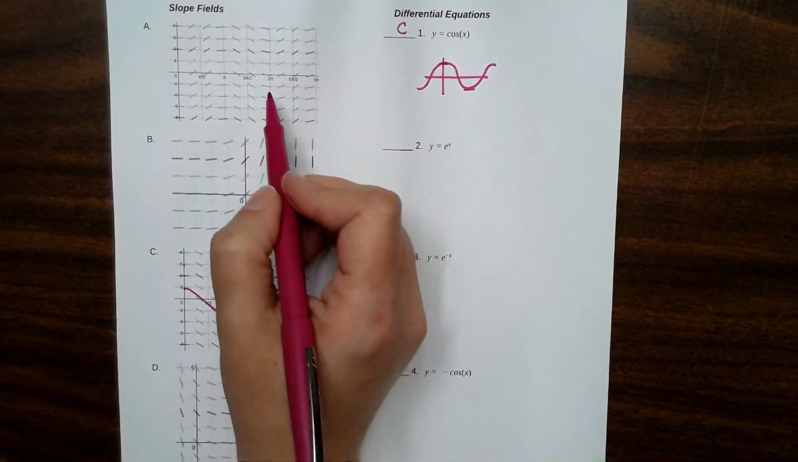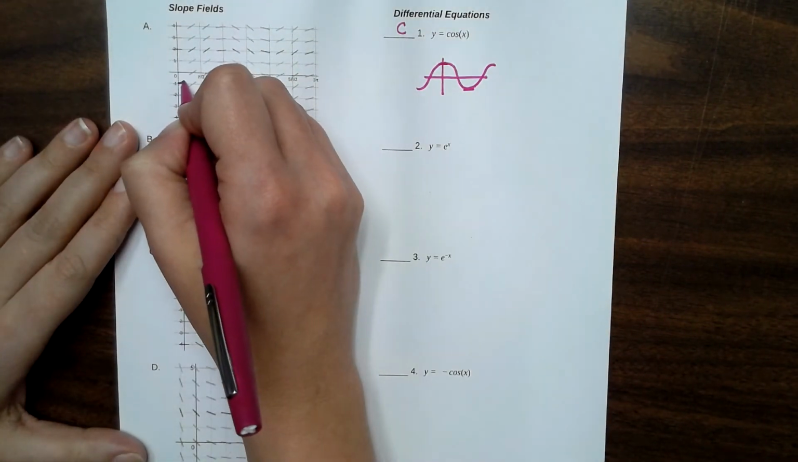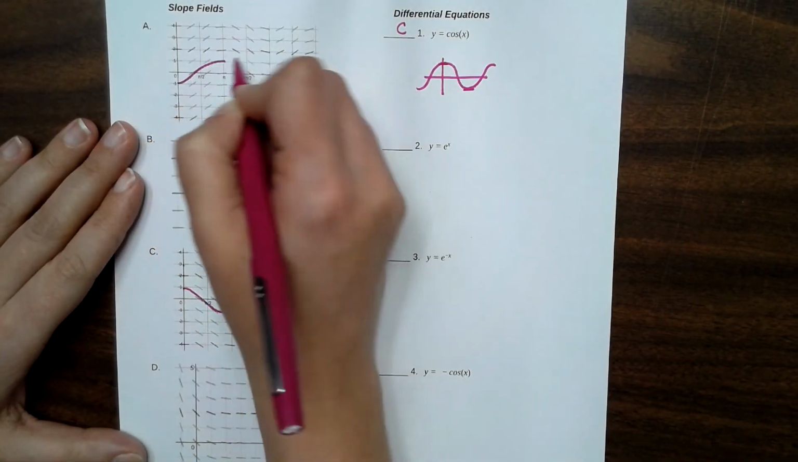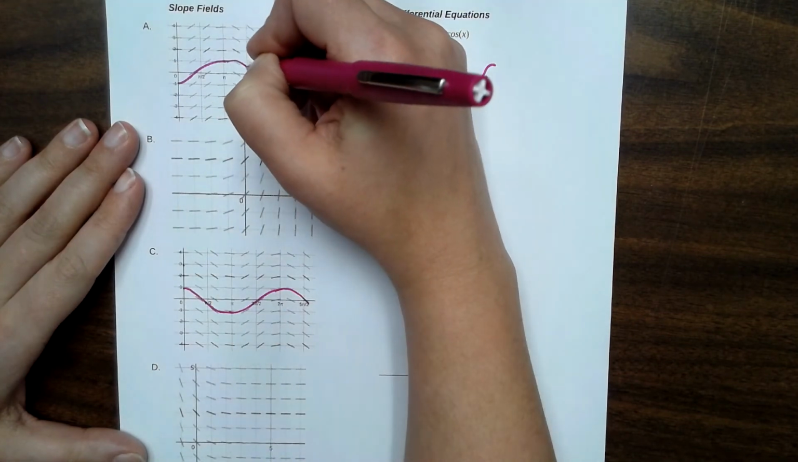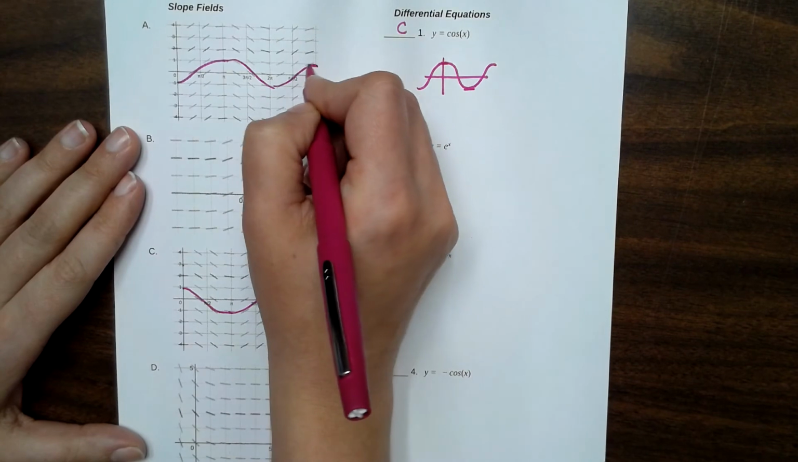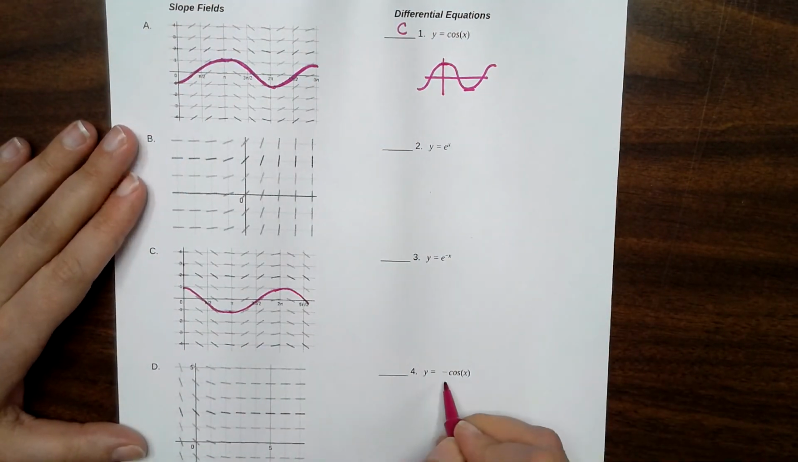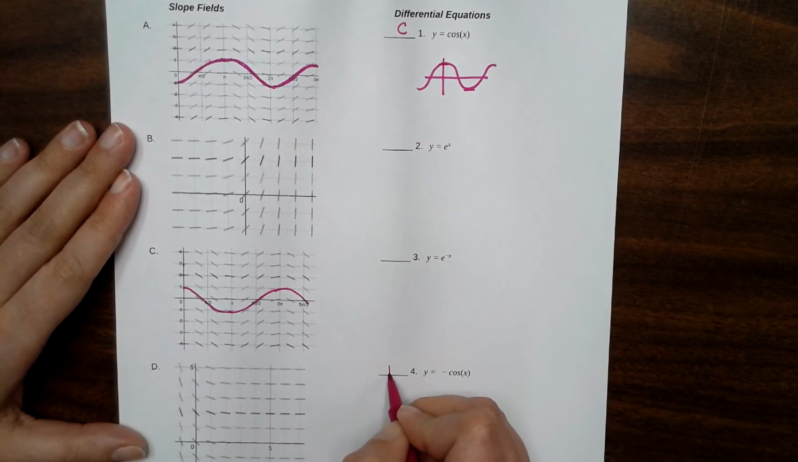Now, the other pattern that has a wave would be option A, but the difference here is that this wave goes up first. It starts low and then it goes up and then it comes down and then it goes up again. That looks like a cosine graph, but just flipped over, which tells me it's probably going to be a negative cosine. So I would put an A here.